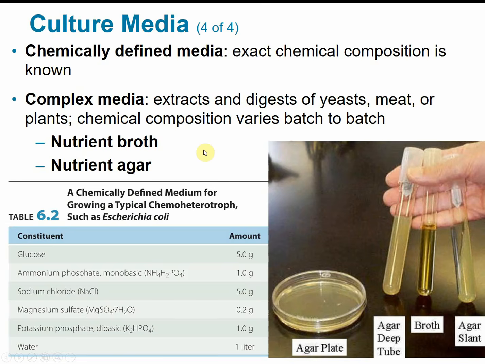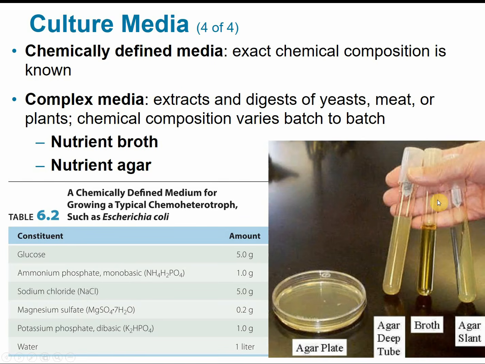A chemically defined media is one where we know the exact chemical composition. In this chemically defined media example, we know exactly how much of each nutrient or component is in the defined medium. Complex media includes extracts or digested products of things like yeast, meat, or plants. Depending on the type of media and the type of culture we're trying to grow, chemical composition can vary from batch to batch.